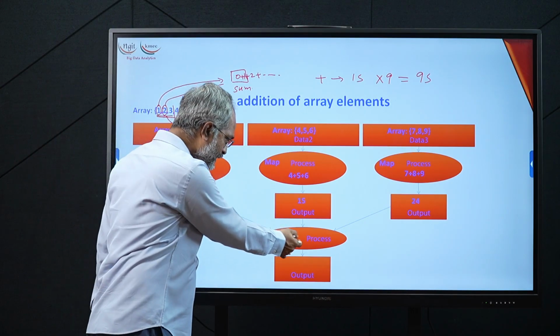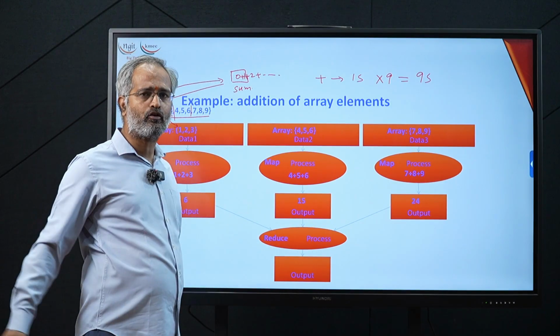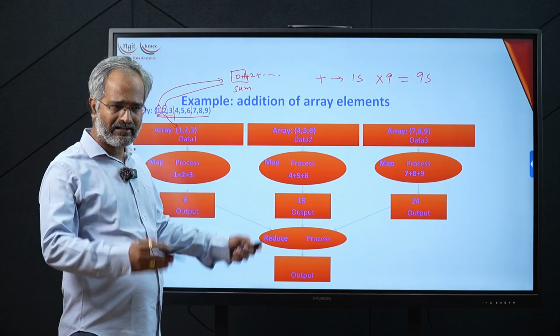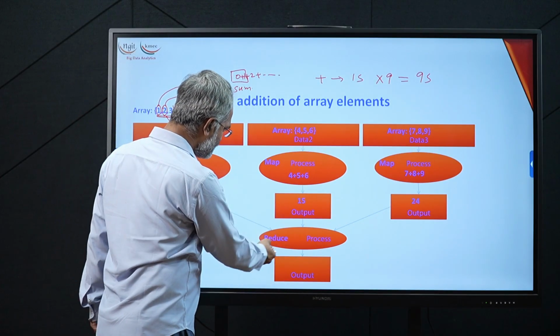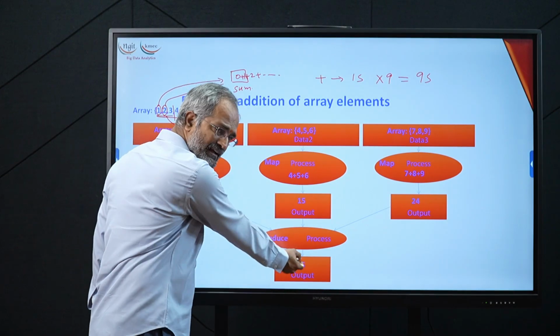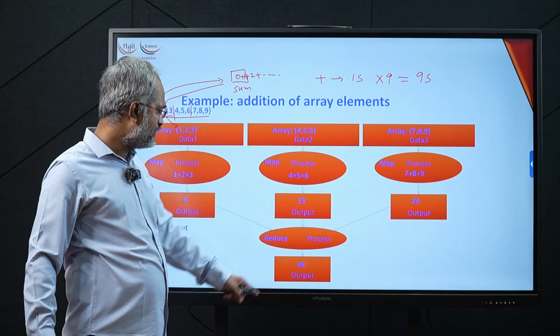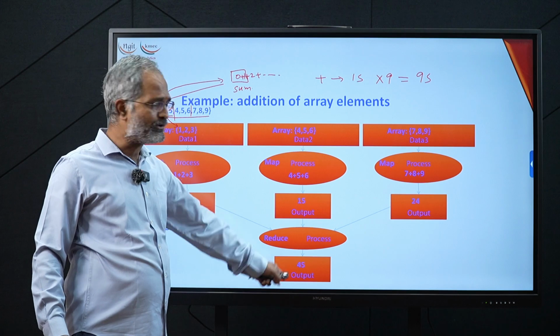And then the reduce process. The reduce process has to take all these outputs and aggregate and combine them. So it takes 6, 15 and 24, they are added here, and it gives you the final output, 45.